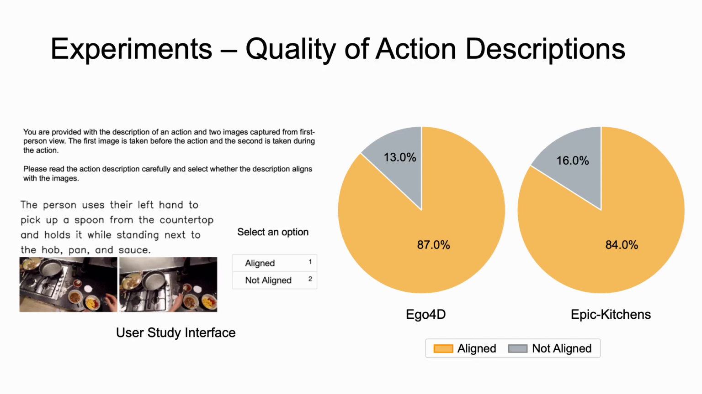Before diving into the results of action frame generation, we first evaluate the quality of action description enrichment by a user study. The rater is asked to verify whether the action description from the VLLM is aligned with the actual action frames. The percent of aligned data samples on Ego4D and Epic Kitchens are 87% and 84% respectively. It suggests that the response from our fine-tuned VLLM is accurate enough for diffusion model training.